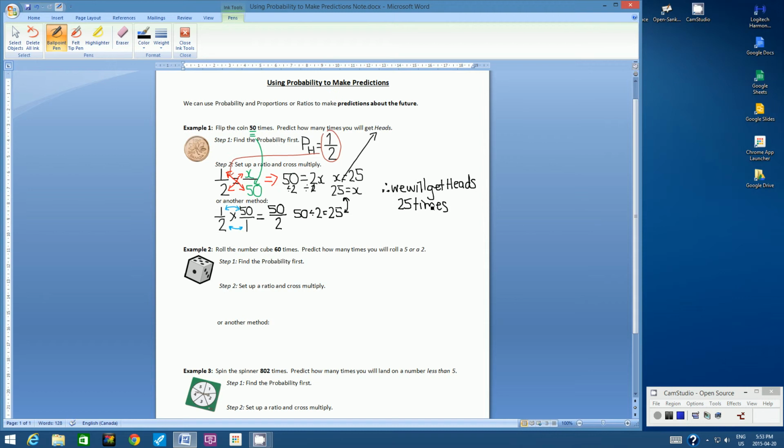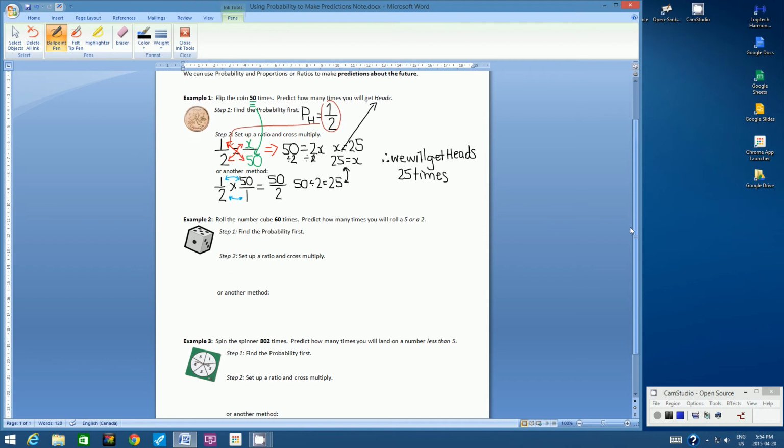Okay, so that's how we use a ratio or a proportion. They're the same thing. Proportions are ratios. Okay, so let's see if you understood any of that. Let's go on to example 2.